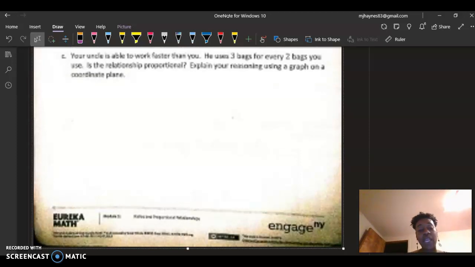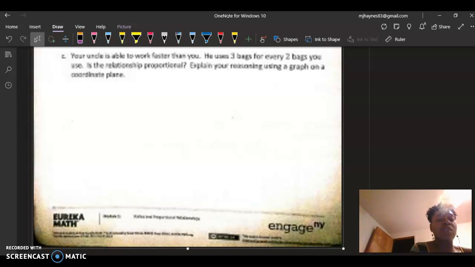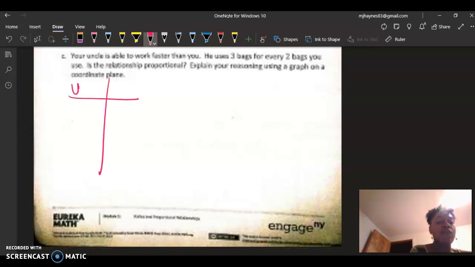C is about the same situation, but totally unrelated to A and B. Uncle's working faster than us. 3 bags he uses, and then I use 2. So I'm just going to make a table for Uncle and me, since they told me about Uncle first. He uses 3 bags for every 2. So 3, I use 2.